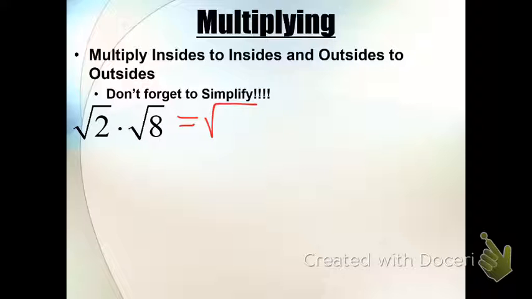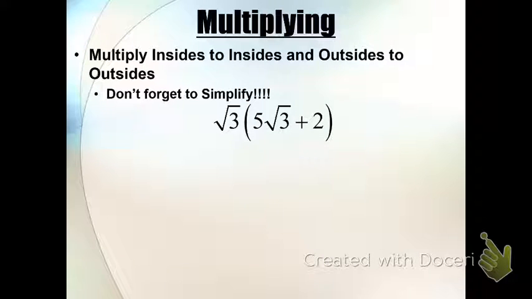And when I multiply radicals, I'm going to take the coefficients, in this case they're 1s, and 1 times 1 is 1. And then I'm going to take the radicands, 2 times 8 is 16, and the square root of 16 is 4. And again, we usually don't write that coefficient of 1 because 1 times anything is itself. So we just get 4 for that first problem.